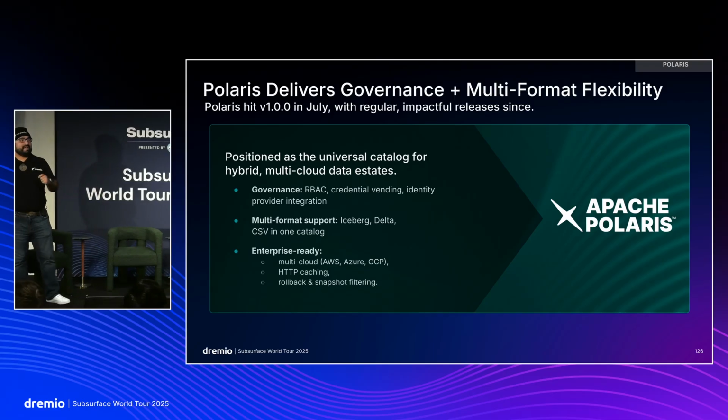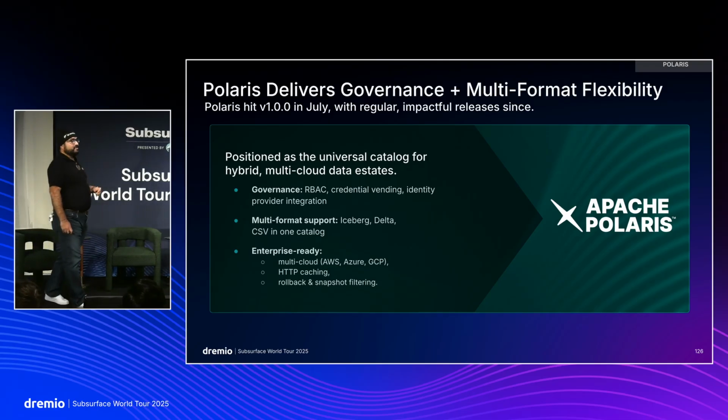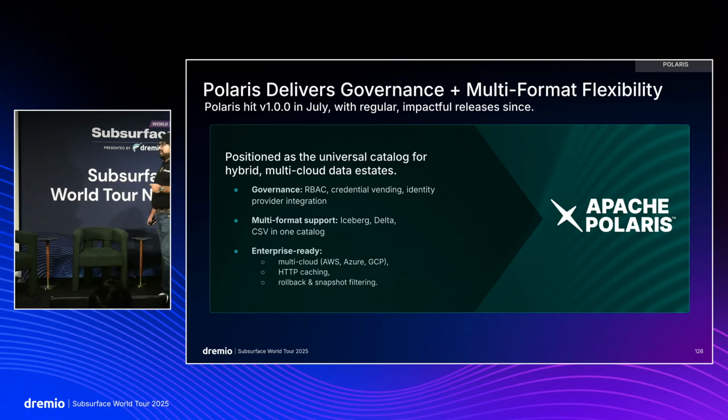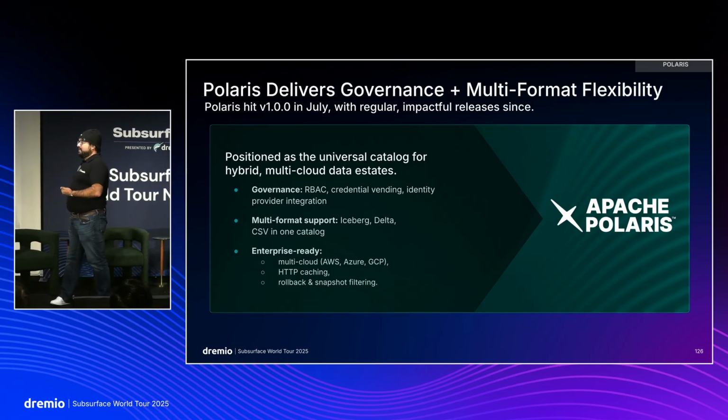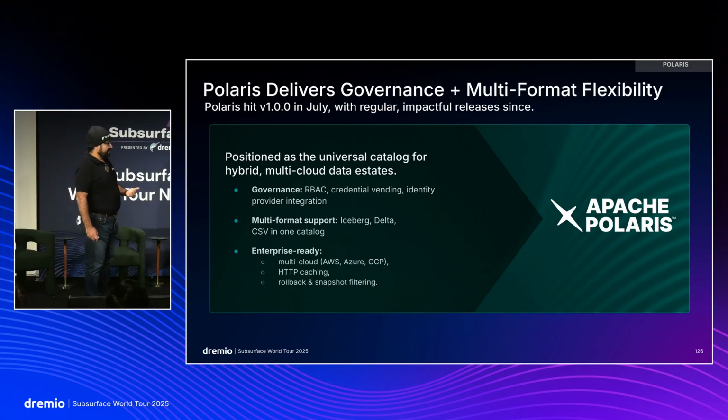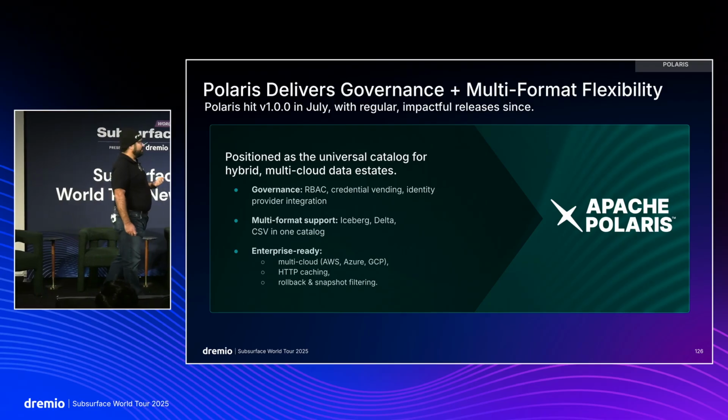And then we have Polaris, becoming the community standard when it comes to a catalog for your Lakehouse, really hardening and becoming production grade with its 1.0 release. Bringing you governance, the ability to do RBAC on your data sets, being able to do credential vending, so that way you don't have to give all your users a set of storage credentials, for much tighter security.